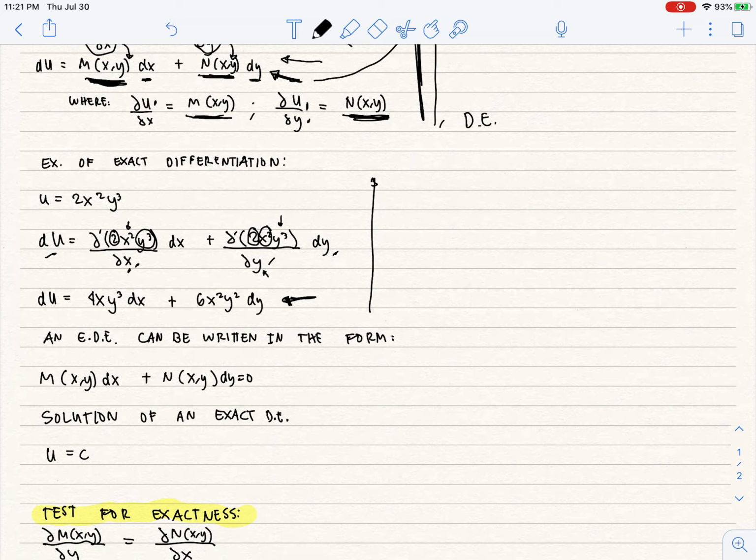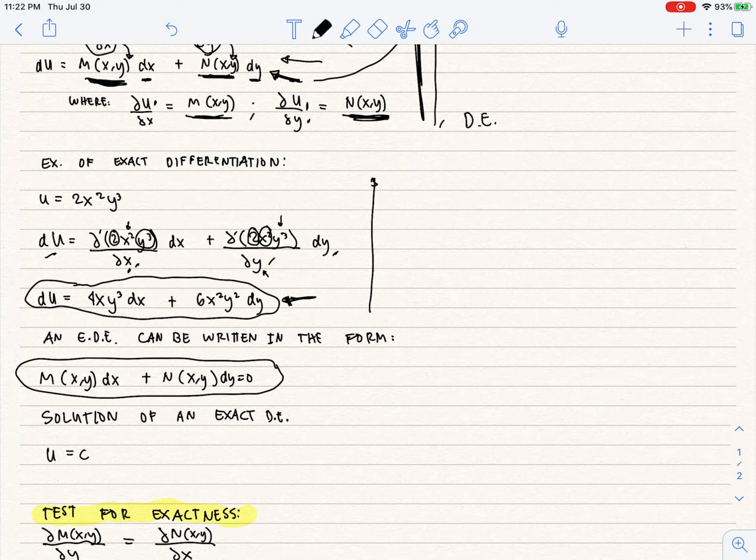Okay, observe the example. So we start with the main topic. An EDE, or an exact differential equation, can be written in this form. So if we go back to the example, we relate the M. M of x and y is 4xy cubed, and N of x and y is 6x squared y squared. I hope that is clear. Okay?